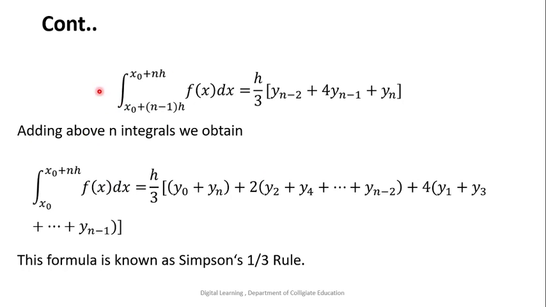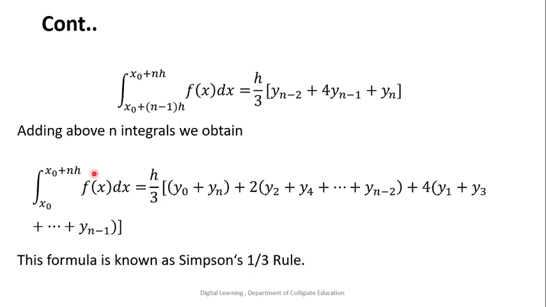Now adding the above n integrals, we obtain the integral from x0, the initial value, to the upper value. This is the lower limit, this is the upper limit. The integral of f of x into dx is equal to h by 3 times y naught plus yn, that is, the sum of the extreme ordinates, plus 2 times y2 plus y4 plus so on up to yn minus 2, plus 4 times y1 plus y3 plus so on up to yn minus 1. This formula is known as Simpson 1 by 3rd rule.